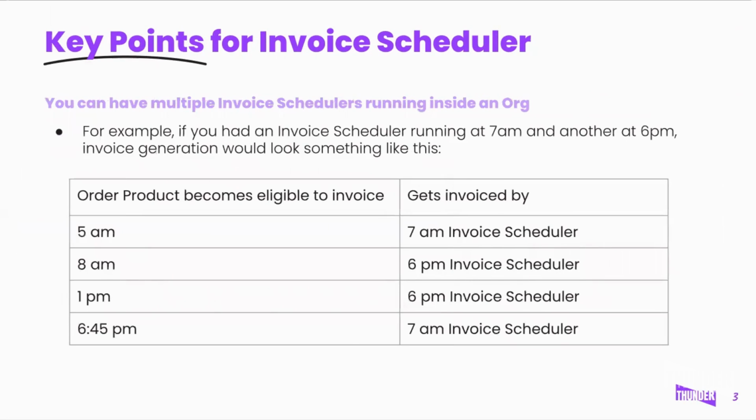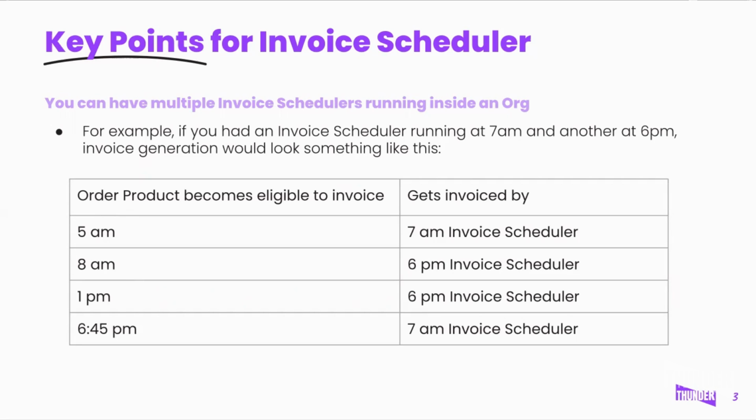Another thing to keep in mind is you can have as many Invoice Schedulers running in an org as you like. There's various types, and we'll go over that in a few minutes, but there's no limit to how many Invoice Schedulers you can have running, other than drain on resources. So for example, we'd have two Invoice Schedulers, one that runs at 7 a.m. and another at 6 p.m. We'll state that they run daily at those times.